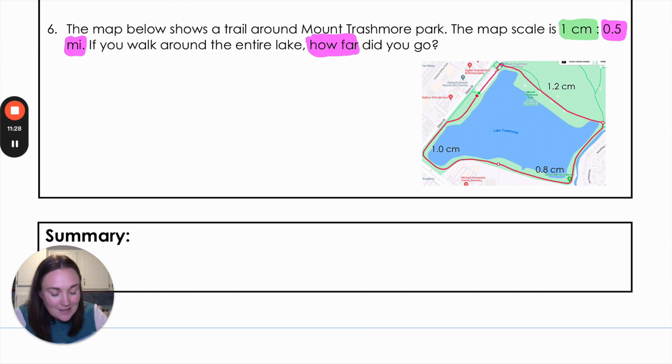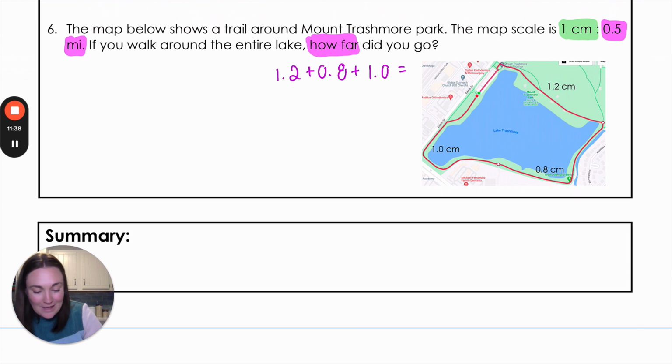So what we need to do in this case is we're walking all the way around the lake, so we're going to add up all those distances. 1.2 plus 0.8 plus 1.0. And when we add those all together, we're going to get 3.0 centimeters. And so that is going to be that missing third number for our problem. So we're going to set up that proportion.